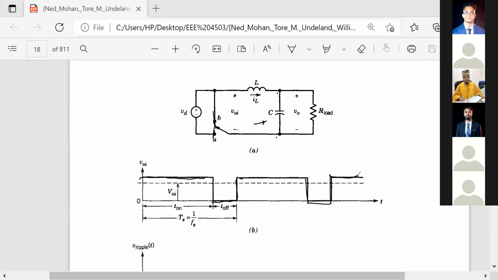We have already studied this thing at the undergraduate level. If you integrate this one, then your V0I, that means the DC voltage, will be the integral of V0I dt, and finally you will get V0I multiplied by T1 divided by Ts. So this way you can always get your output voltage.